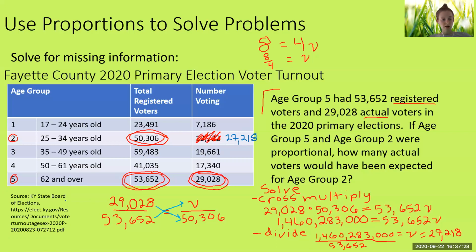However, that's not what happened, right? The younger folks, the 25 to 34-year-olds, did not vote as much. Only 13,732 of them voted.